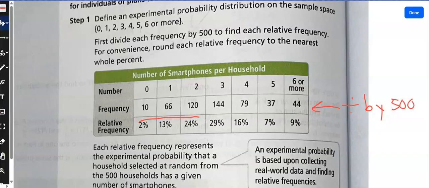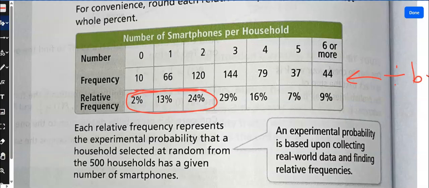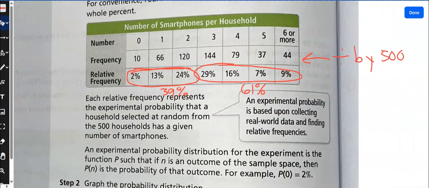And what they ended up with was 2%, 13%, and 24%. What does that happen to add up to? 39%. Now we know it's not quite that, but it's close. And then over here, they added these up and they got 61%. We know it's not quite that, but it's close. And so which one would you concentrate on? Probably we get a lot more family plans, you know.